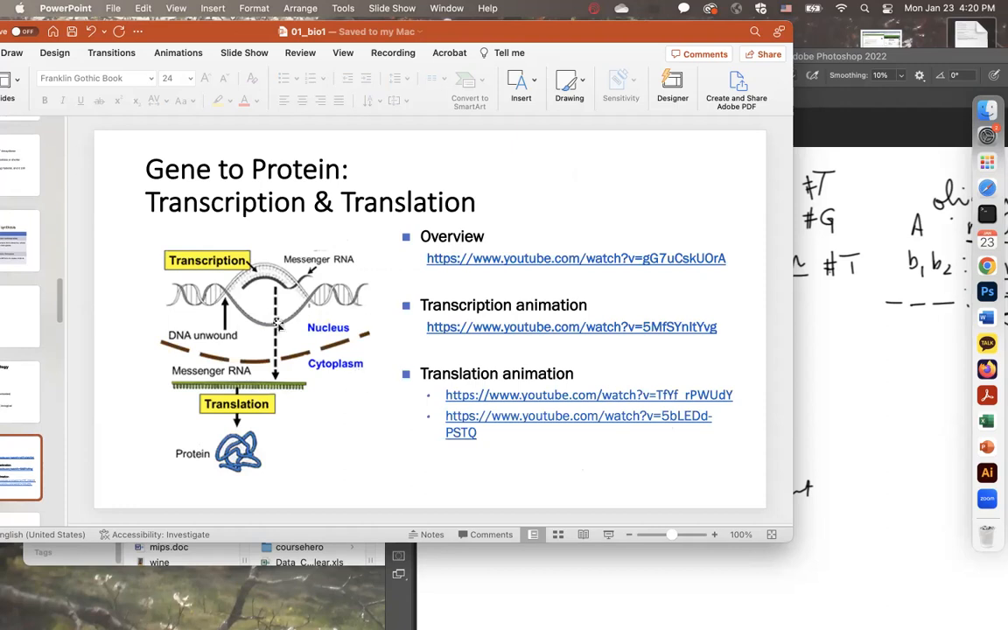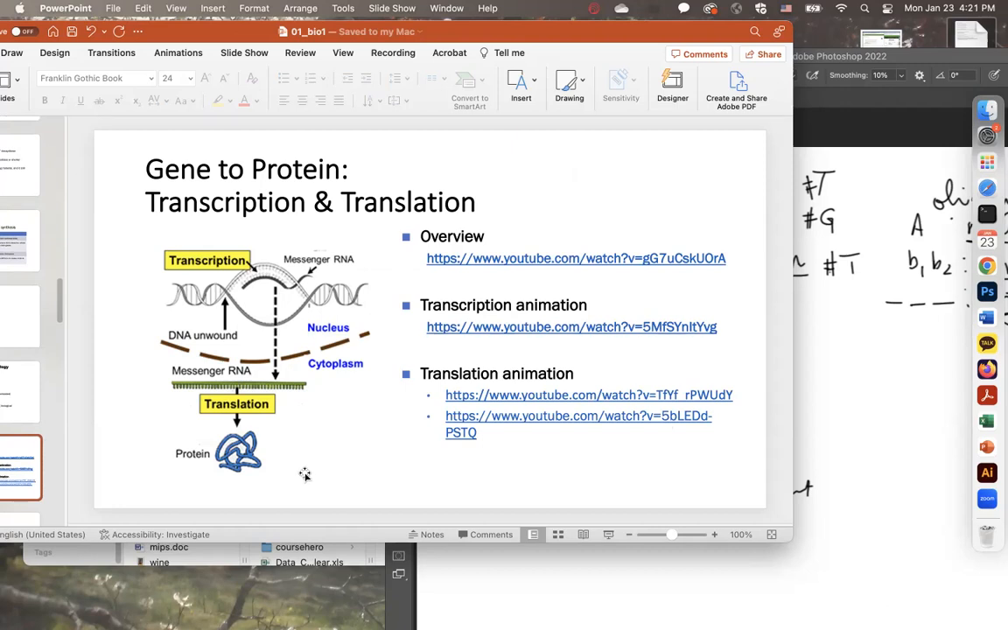So the copying of gene sequence into messenger RNA is called transcription. So you're transcribing, making a copy from the static gene sequence. And once we have a messenger RNA, then you're going to manufacture a number of different proteins.